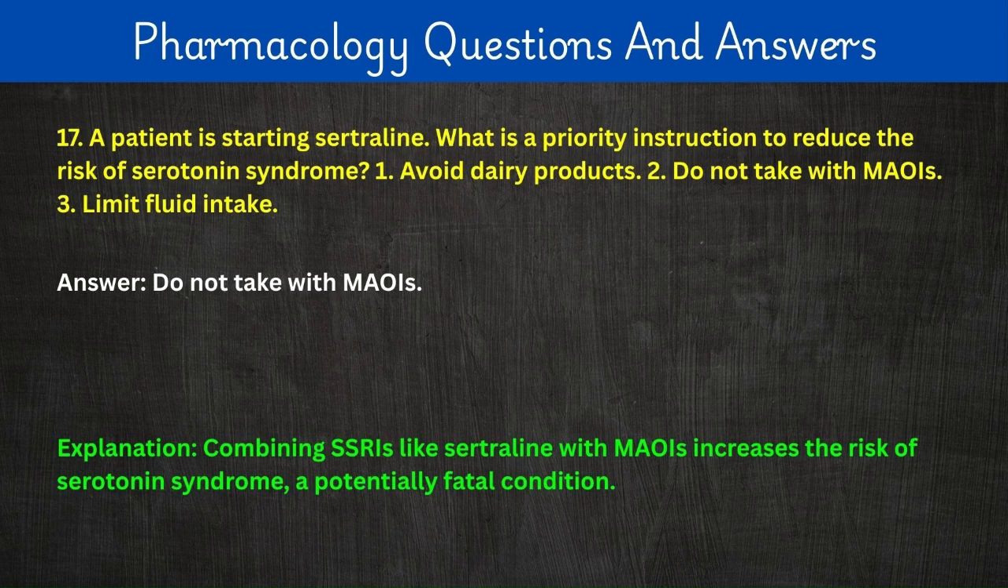17. A patient is starting sertraline. What is a priority instruction to reduce the risk of serotonin syndrome? 1. Avoid dairy products. 2. Do not take with MAOIs. 3. Limit fluid intake. Answer: do not take with MAOIs. Explanation: combining SSRIs like sertraline with MAOIs increases the risk of serotonin syndrome, a potentially fatal condition.